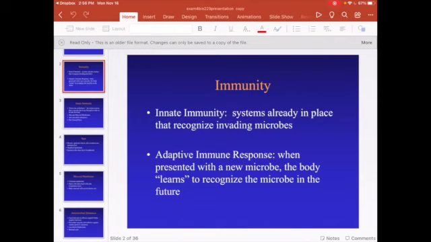Like you're not going to get the measles twice. You're not going to get the chicken pox twice. It's not going to manifest again from the same infection. You can't get the same infection twice, if you have an adaptive immune response.